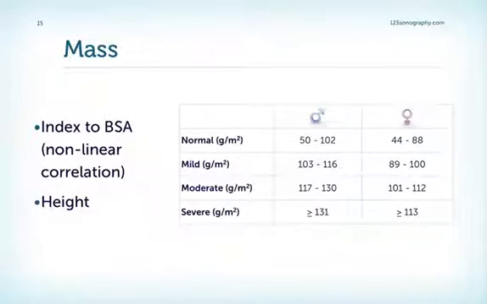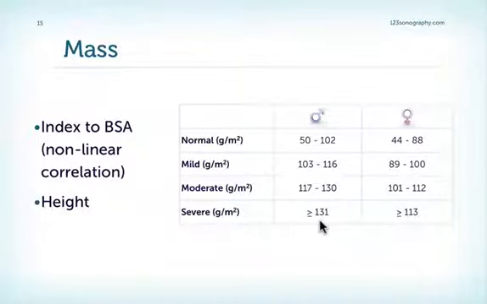These are the normal values for LV mass. But remember, these values are very strongly dependent on body surface area, and there is a non-linear correlation. These values also correlate with height. For males, the upper limit would be somewhere in the range of 102 grams, for females 88 grams.